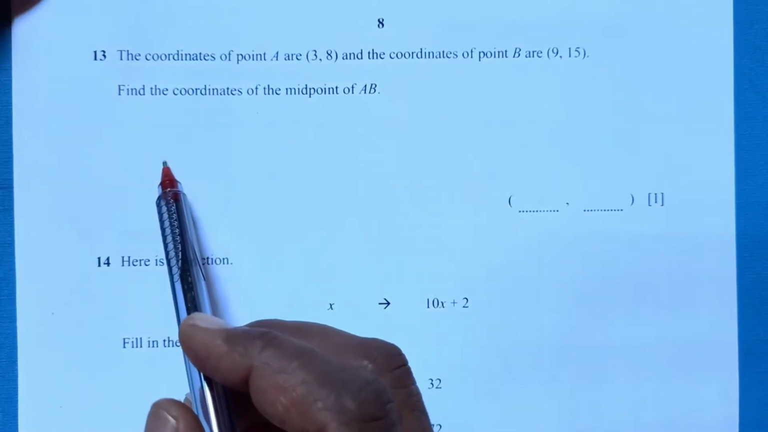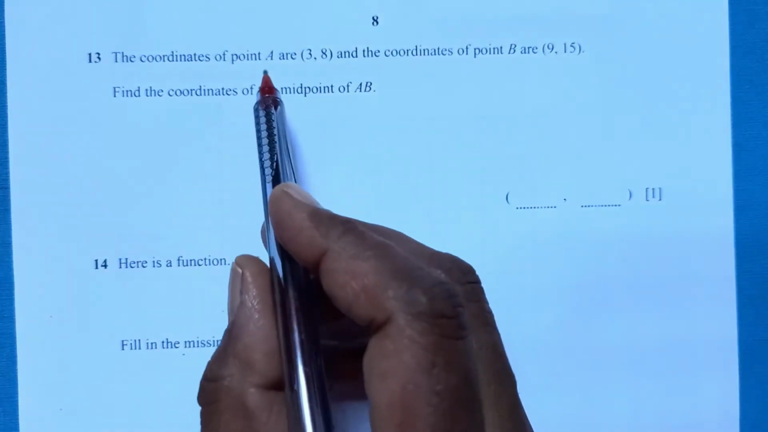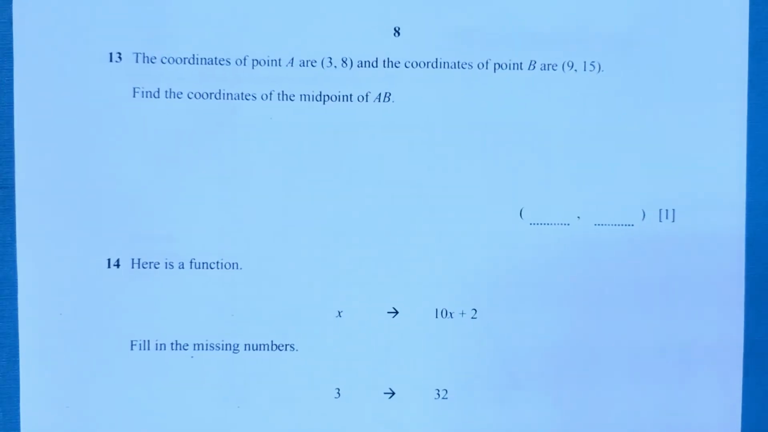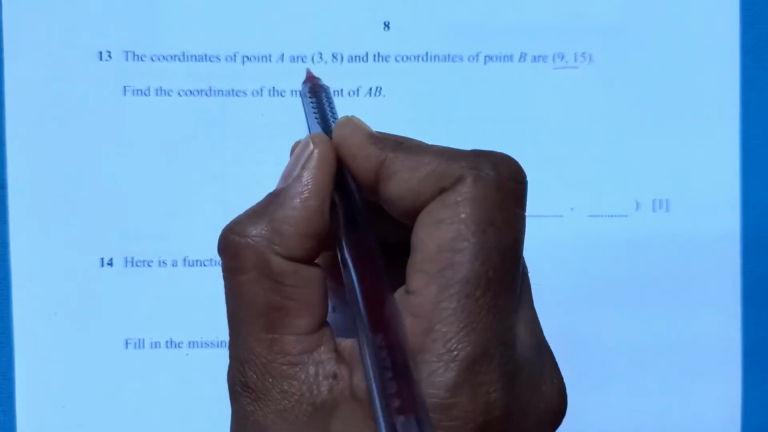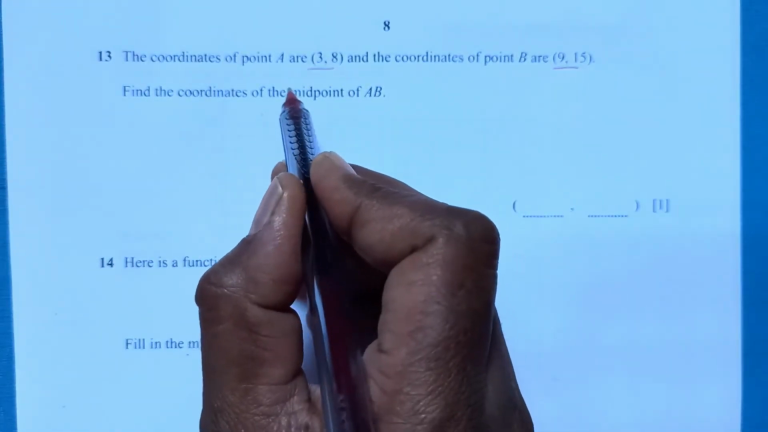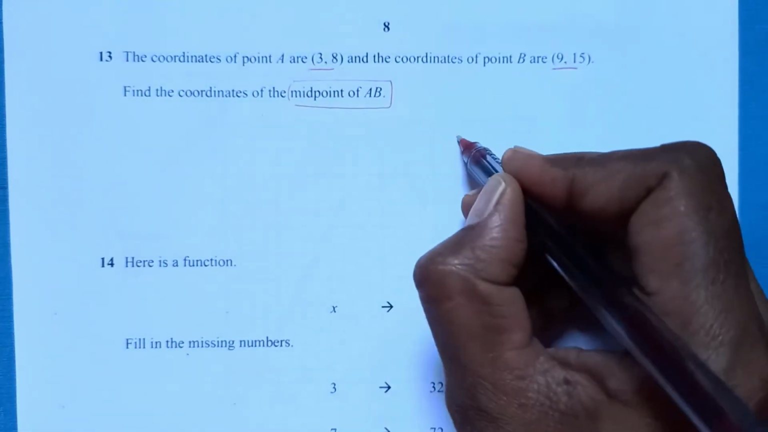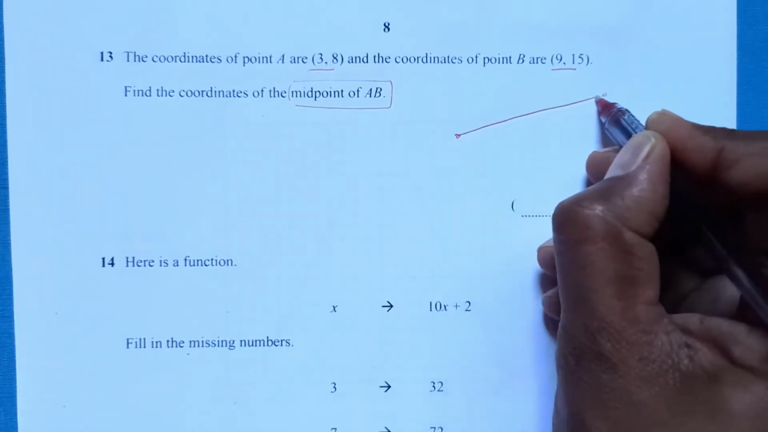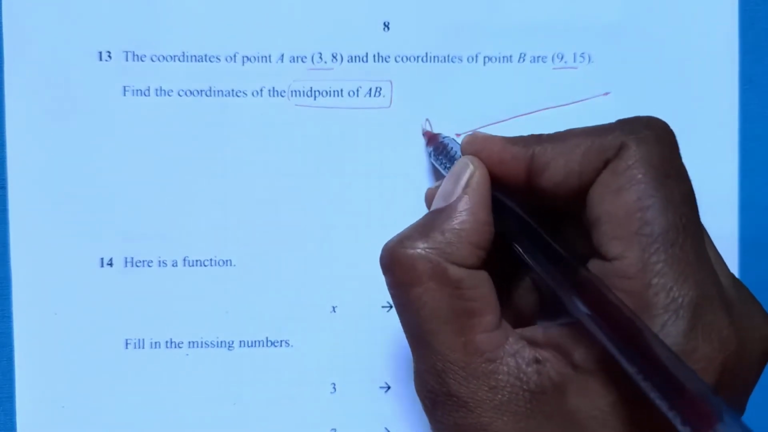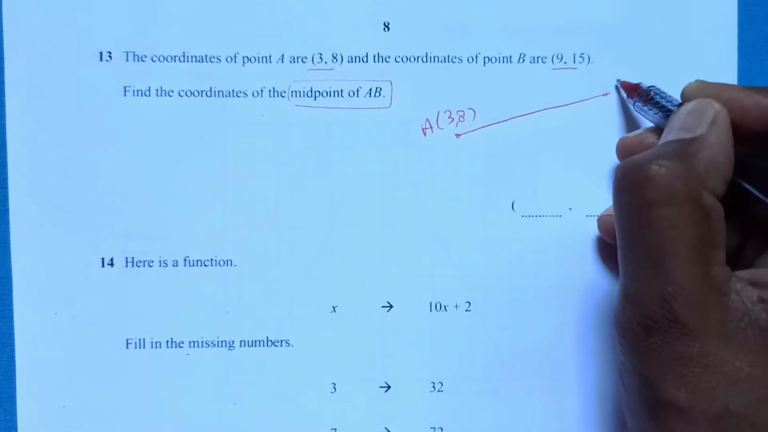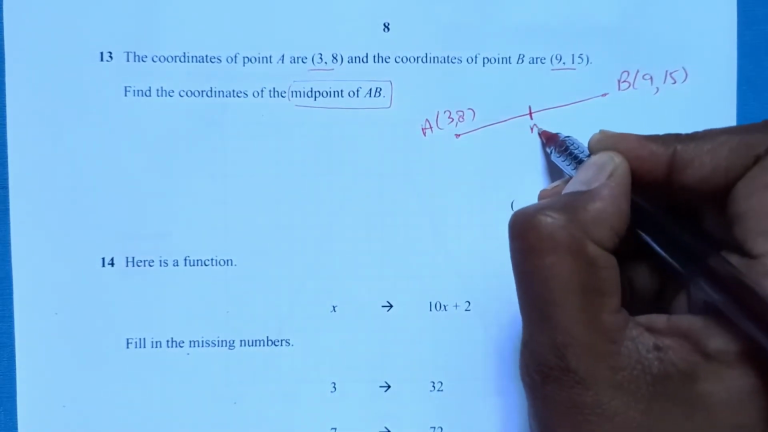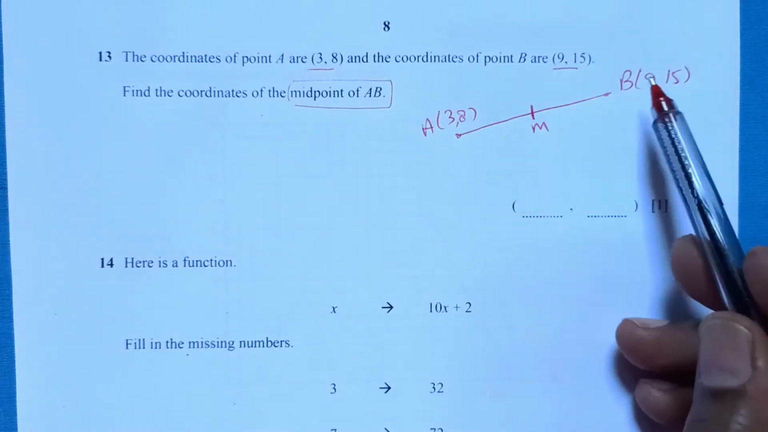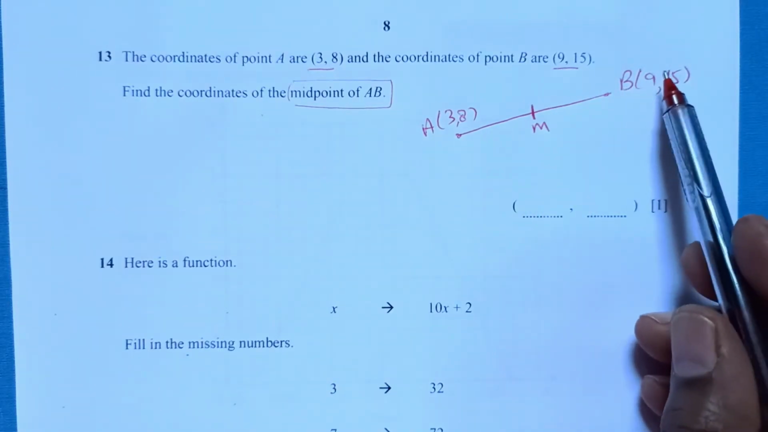Question 13. The coordinates of point A are 3, 8 and coordinates of point B are 9, 15. Find the coordinates of the midpoint. We need to find the midpoint of AB. So we can just draw a rough diagram here. So A is 3 and 8, B is 9 and 15. We need a midpoint. Let's say it is M. So that is in the middle. It's just kind of average or midpoint formula.